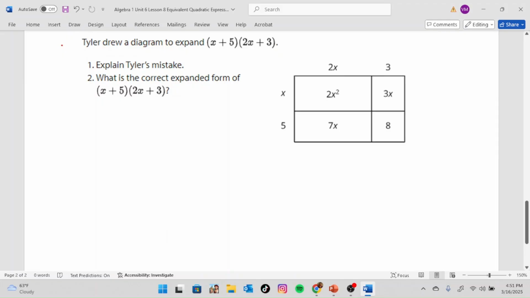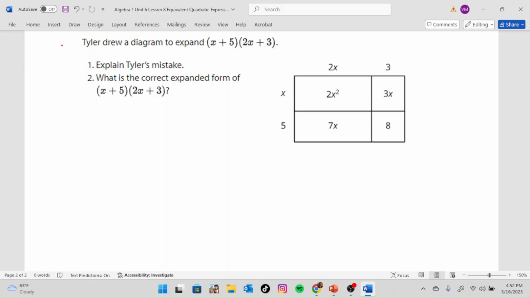Our last practice problem, Tyler drew a diagram to expand x plus 5 times 2x plus 3. Number 1, explain Tyler's mistake.